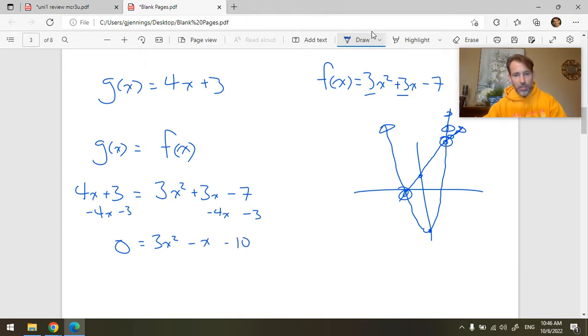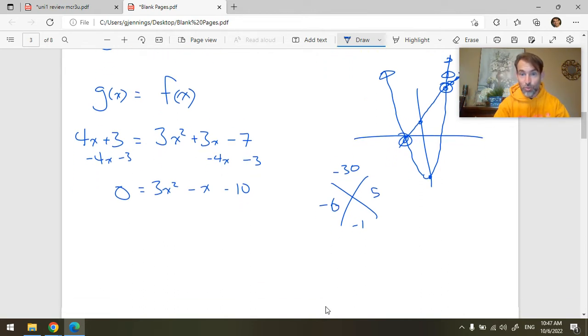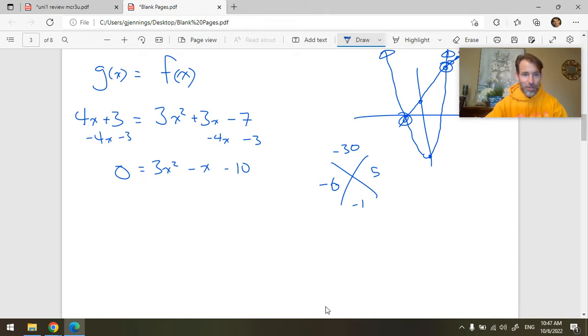So now I play a special x game to solve this by factoring. I can use quadratic formula at this point. I think factoring is easier in this case because I can see this factors. 3 times minus 10 is minus 30. I want numbers that multiply to minus 30 and add to negative 1. Those numbers are minus 6 and 5. It's almost like someone created the question so that they would do this. All right, so let's go.